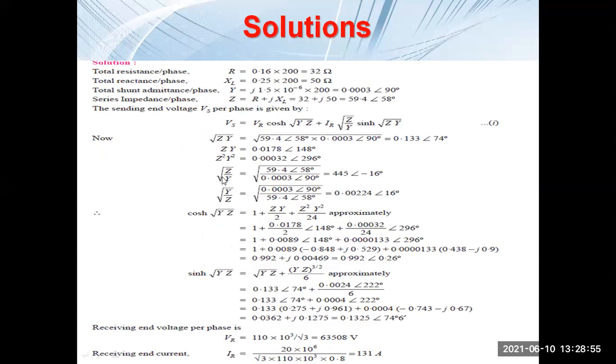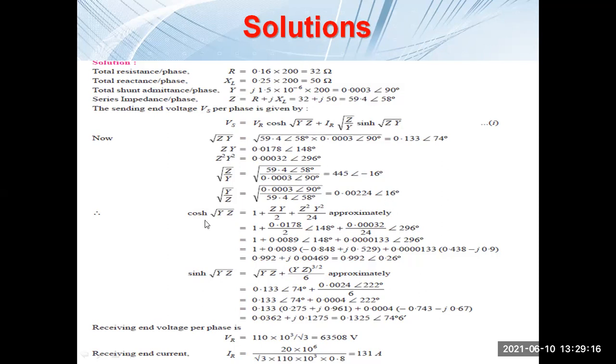Next we have to calculate these values: root over of YZ, and root over of Z by Y. Those parameters we have to get. So we substitute the Z and Y values into root over of Z by Y and we get this value. The square root of Y by Z will be the reciprocal of that.